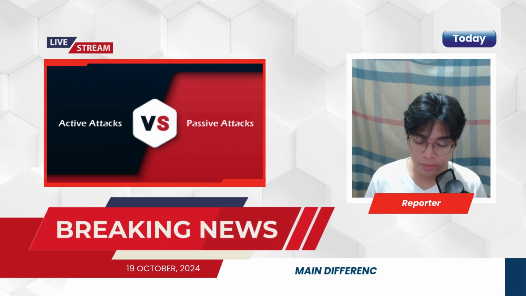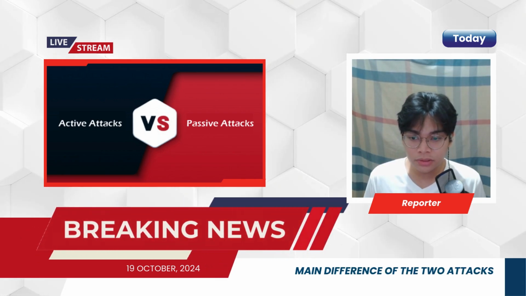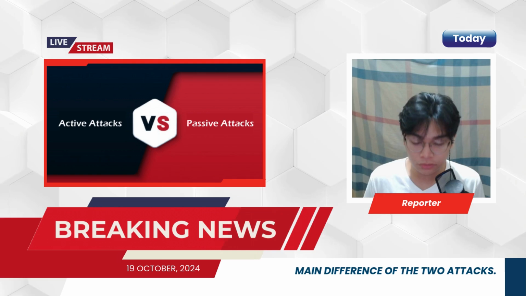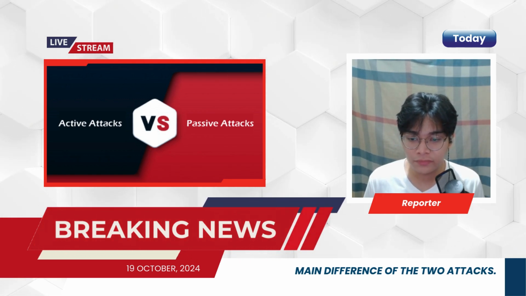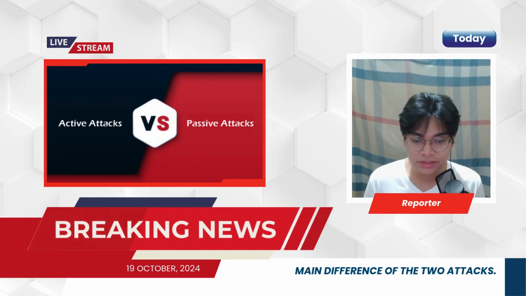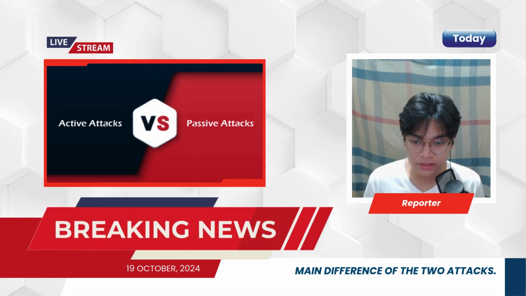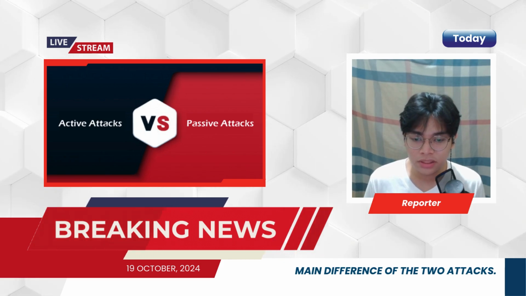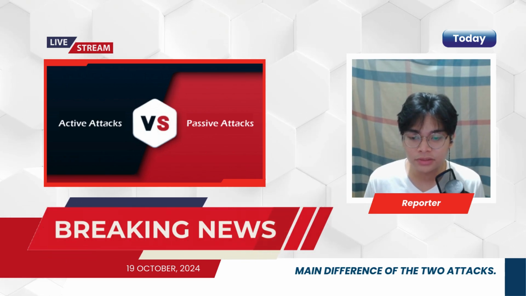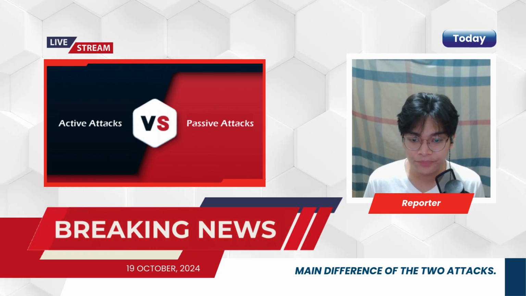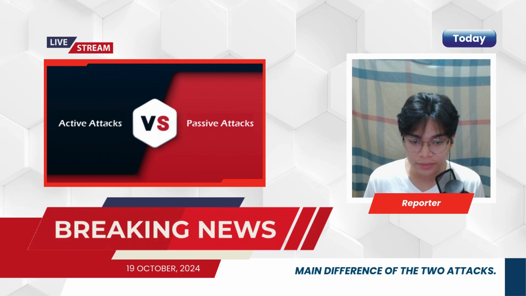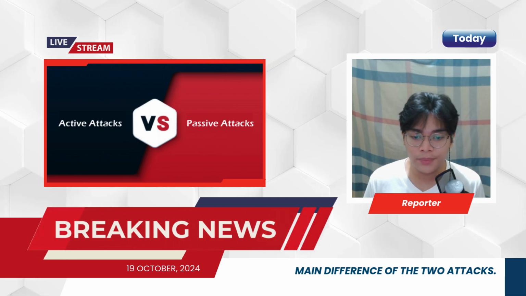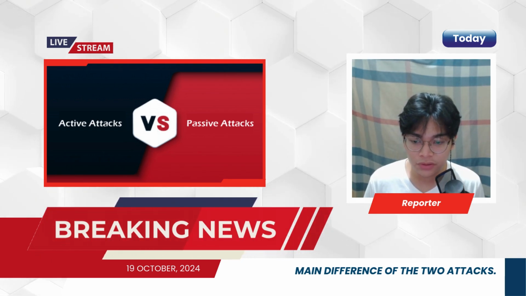So, next naman is ano ba yung main difference ng dalawang ito? So, the key difference between active and passive attacks is the approach. Active attacks involve tampering with or disrupting the system, causing immediate impact such as data corruption or service interruption. In contrast, passive attacks gather information without altering the system, remaining hidden and harder to detect. Active attacks are more aggressive and easily detectable, while passive attacks are stealthier and used for data collection.